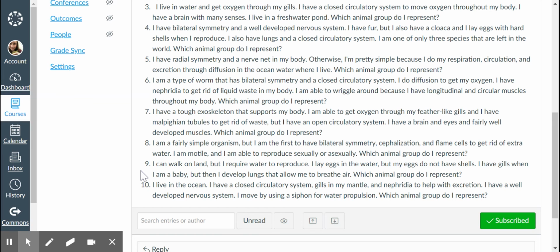Number nine, I can walk on land, but I require water to reproduce. I lay eggs in the water, but my eggs do not have shells. I have gills when I am a baby, but then I develop lungs that allow me to breathe air. Which animal group do I represent? Number 10, and this is the last one. I live in the ocean. I have a closed circulatory system, gills in my mantle, and nephridia to help with excretion. I have a well developed nervous system. I move by using a siphon for water propulsion. Which animal group do I represent?